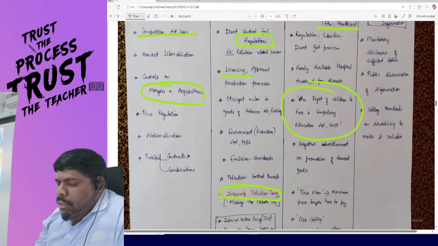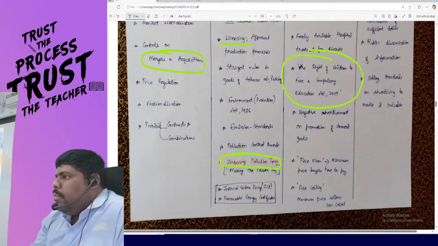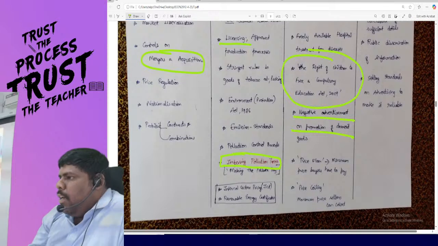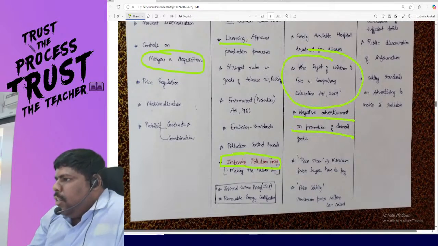There is also, when you are going for any movies, right at the beginning, something called a health precautionary measure. Have you seen it? It is with reference to the consumption of alcohol, smoking is injurious to health. Those are all negative advertisements. Okay, it belongs to merit goods.